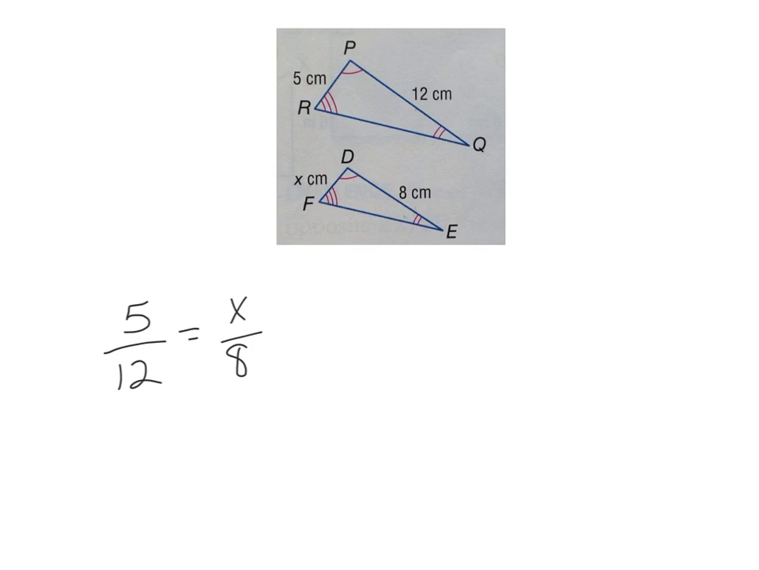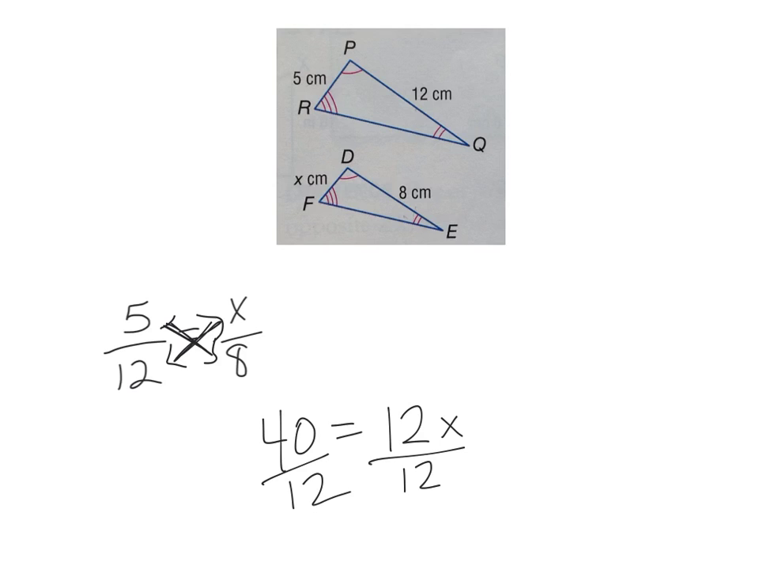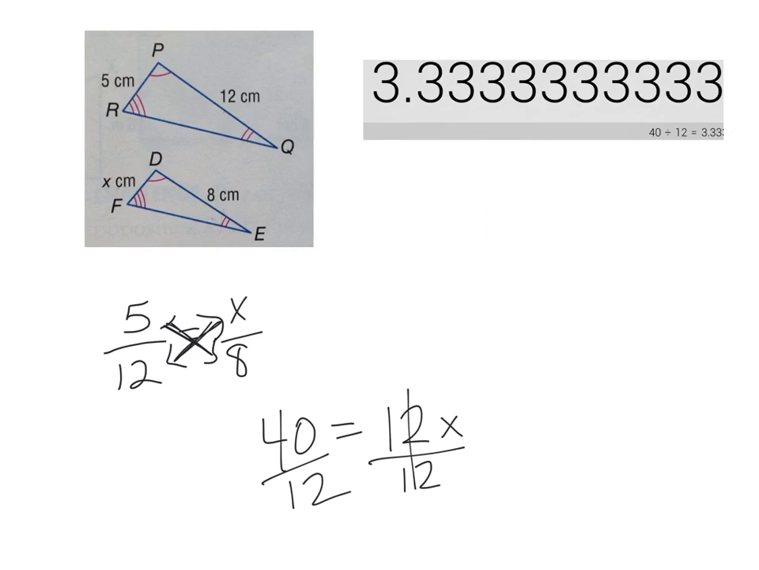So remember, when I solve for X here, I'm going to cross multiply, so 5 times 8 is 40. And over here I get 12, that's going to be equal to 12x. So I'm going to divide each side by 12 to get x by itself. And you can see up here when I solved that on my calculator, I got 3.3 repeating. So I could write that as x equals 3.3 repeating centimeters, or a better way would be x equals 3 1/3 centimeters, because I know 0.3 repeating is 1/3.